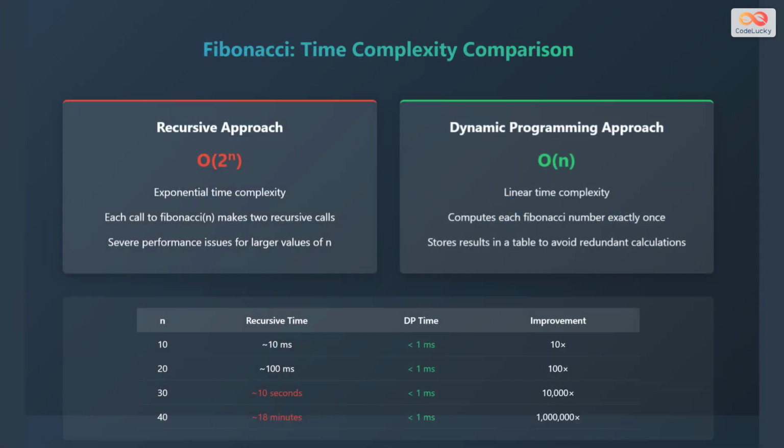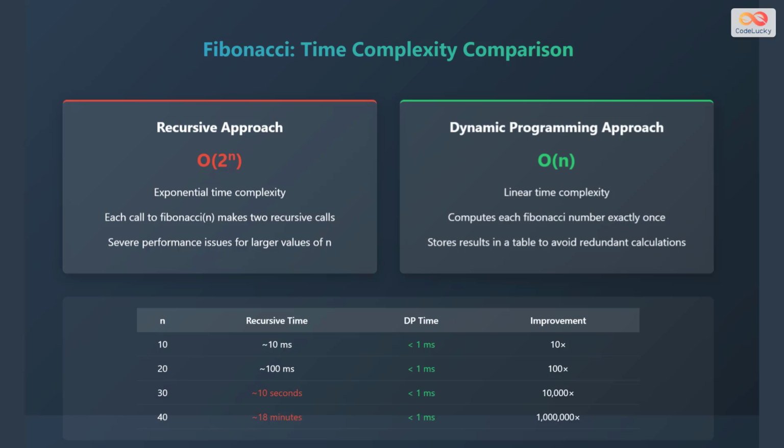Let's compare the time complexity between the recursive approach and the dynamic programming approach for the Fibonacci sequence. The recursive approach has exponential time complexity. Each call to Fibonacci of n makes 2 recursive calls, leading to severe performance issues for larger values of n. The time complexity for the recursive approach is big O of 2 to the power of n. On the other hand, the dynamic programming approach has linear time complexity. The dynamic programming solution computes each Fibonacci number exactly once and stores the results in a table to avoid redundant calculations. Therefore, the time complexity for the dynamic programming approach is big O of n.